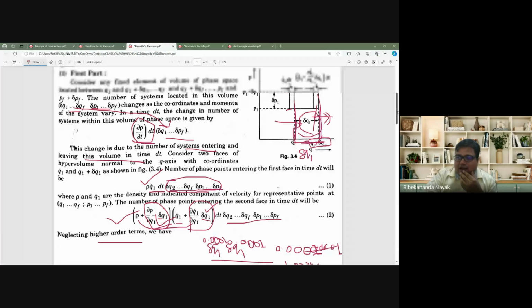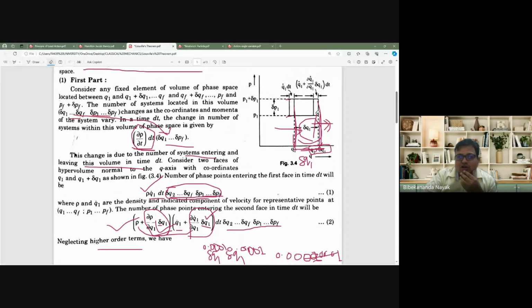Only how many phase points are entering through q1 and how many are leaving through q1. When entering through q1, you are considering this surface, so it is only rho q1 dot. When leaving this surface, q1 is q1 plus delta q1, so in place of q1 I have to write q1 plus delta q1. The derivative means q1 dot plus del q1 dot by del q1 into delta q1. The second thing is the density: here it is rho, and there it is rho plus del rho by del q1 into delta q1, due to the variation of delta q1.